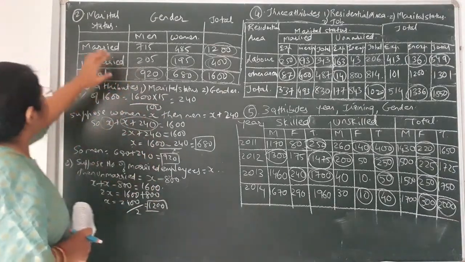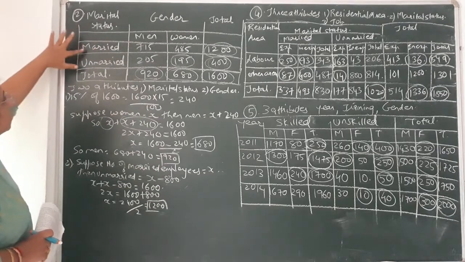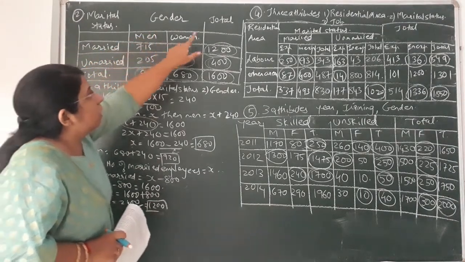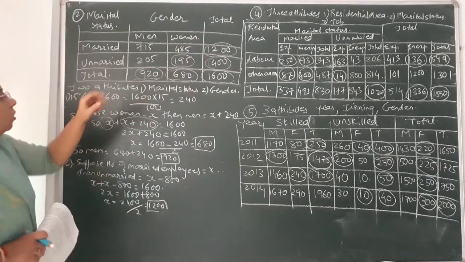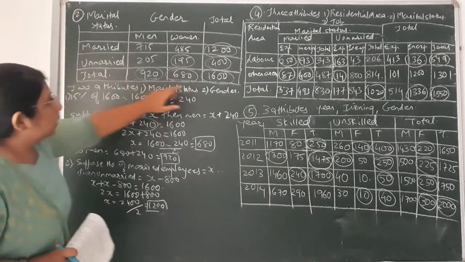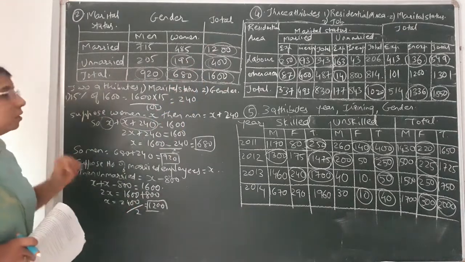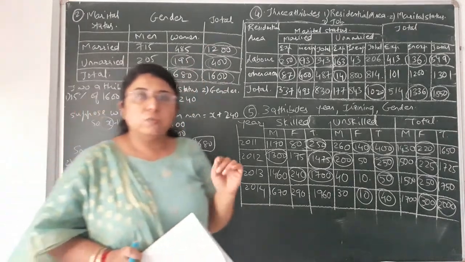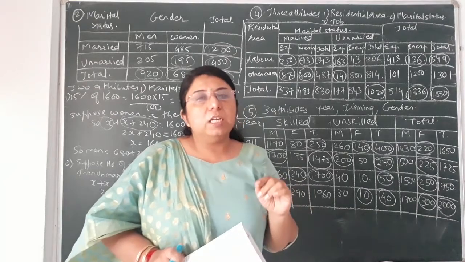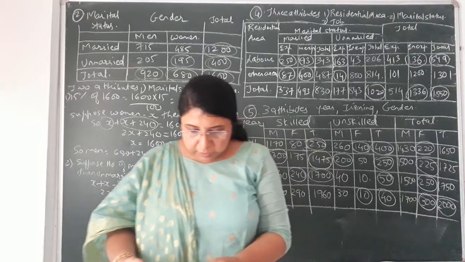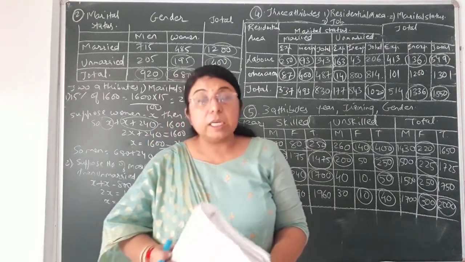So you can see I have prepared the table: marital status, married, unmarried and total, and in case of gender, men, women and total. Always it has been told that the horizontal total and vertical total should come equal. Now we'll read each sentence one by one, and accordingly we'll put the data in the concerned box. First line: 1600 employees are working in an office.